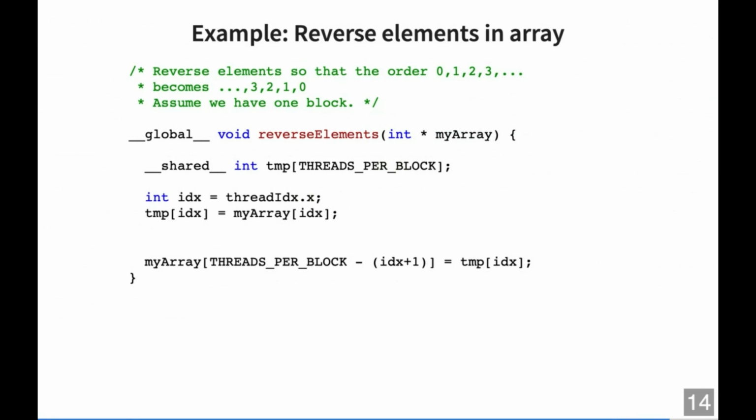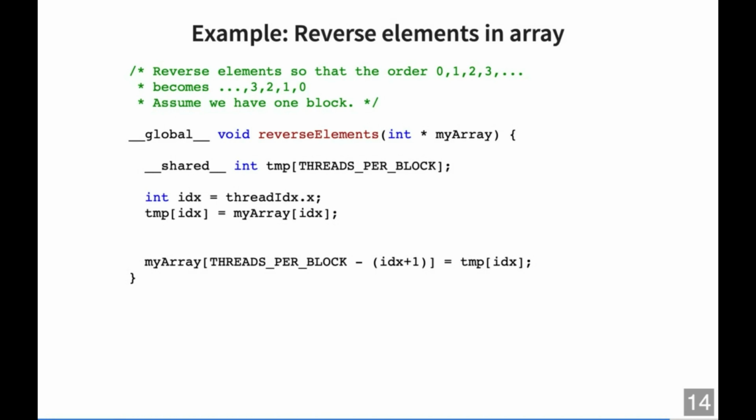So I've got this integer array TMP of a certain size, which I've hardwired in here, and that declaration has this double underscore shared double underscore memory space qualifier, so that temp variable is shared between all threads in the block.